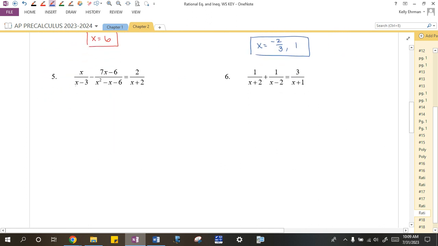Okay, this one, let's see, we have x minus 3 and x plus 2, which are the exact two denominators we have. So again, on this one, we're just going to be careful when we multiply by the LCD, x minus 3 times x plus 2. Be careful with this negative sign here in the middle. All right, so we get x times x plus 2 minus, the whole denominator cancels out. So again, minus parentheses 7x minus 6.